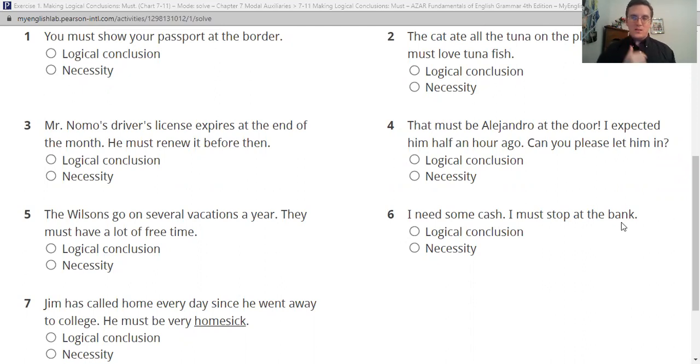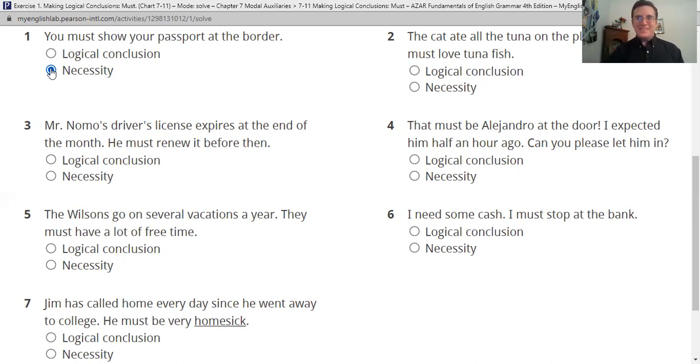Okay, you must show your passport at the border. Okay, well, that's not a logical conclusion. You need to show your passport at the border. You have to show your passport. That is a rule, right? That is a law. So you must do it. Try number 2 through 7, and then we'll go over the answers. Pause the video now.